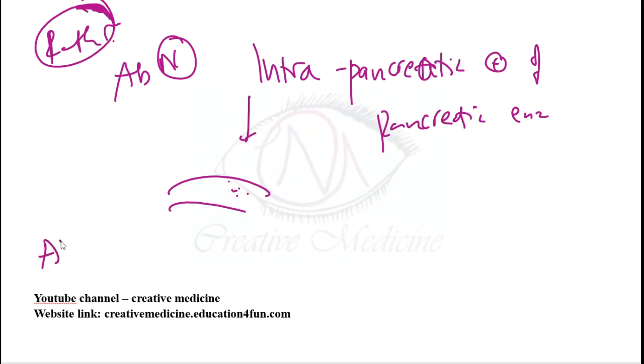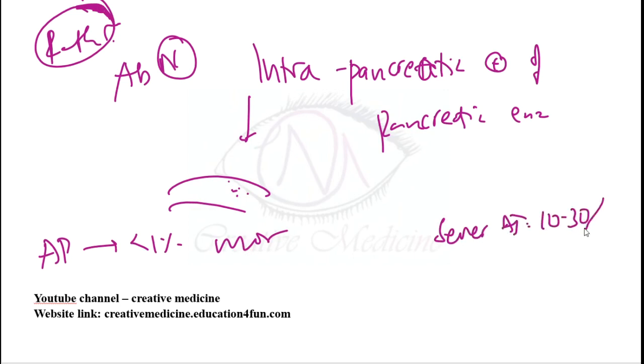If the patient has mild acute pancreatitis, then there will be less than 1% mortality. If the patient has severe acute pancreatitis, then 10 to 30% mortality will be seen. We also have gallstone-induced pancreatitis, and this gallstone-induced pancreatitis has the best prognosis.